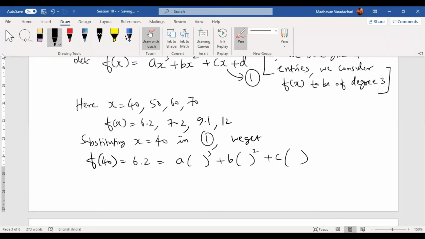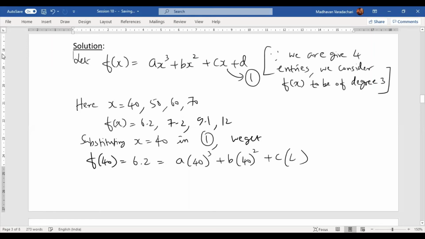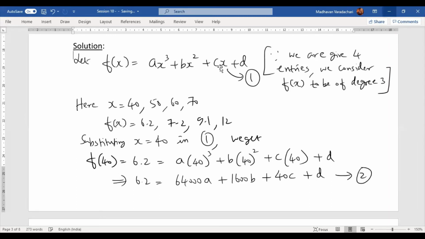A times 40 cube, B times 40 square, C times 40. So 6.2 is equal to 40 cube, which is 64,000 A, plus 40 square, which is 1600 B, and 40 times C. And I missed this D also. Let me call this equation 2. I initially missed this D, I wrote it now.